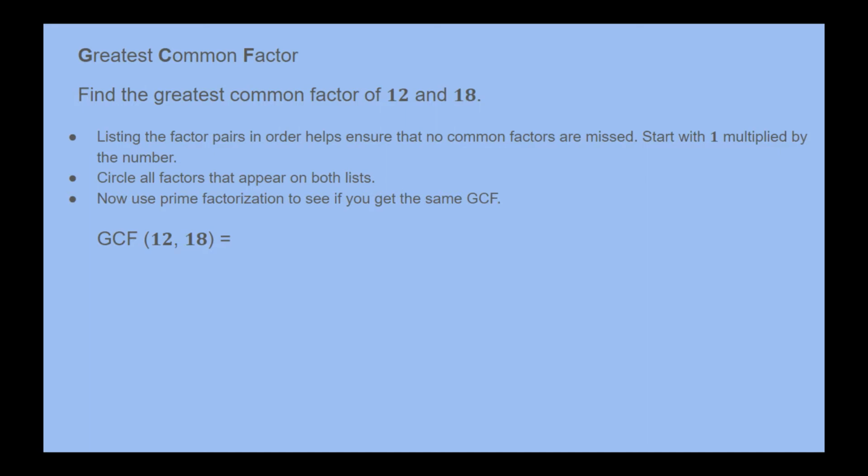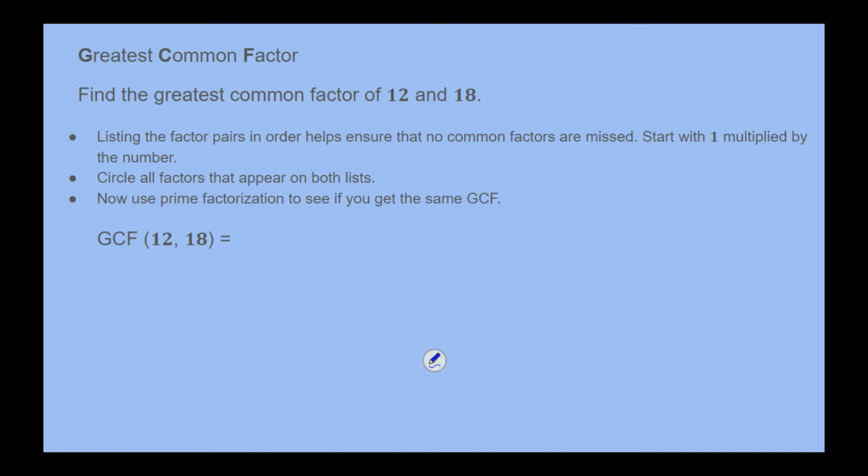So we're going to first take a look here. We've got: find the greatest common factor of 12 and 18. We first start by listing factor pairs in order. It helps us make sure that we have all the factors, and we always start with 1 times a number. Then we check to see which factors they have in common. And then we'll find out which one is the greatest, the biggest, or the highest.